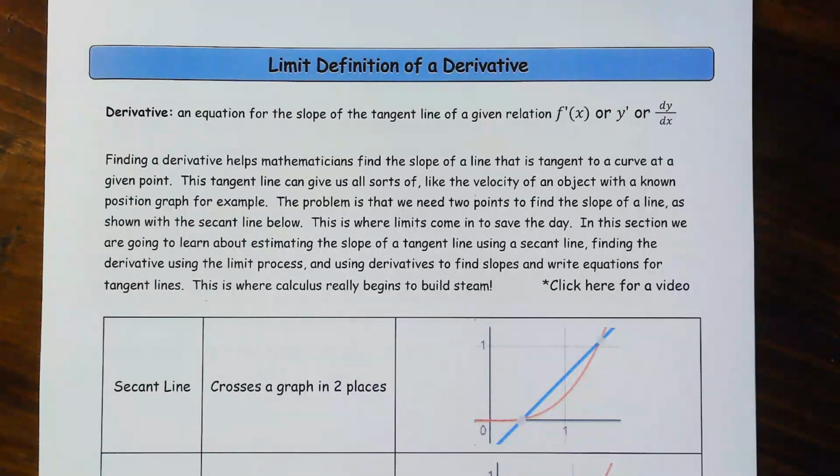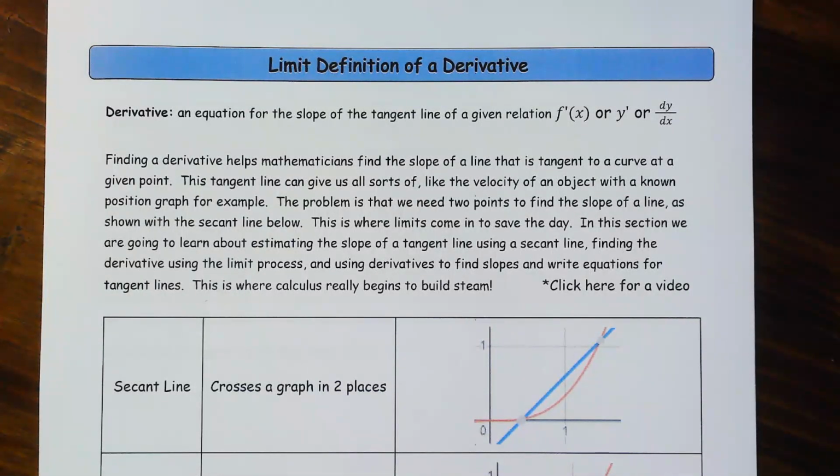We abbreviate that as f prime of x if we're given function notation, y prime, or dy dx. There's a couple different ways, but those are the main ones that you'll see. They all mean the exact same thing. So f prime of x is the derivative of f of x. Y prime is the derivative of y, and then dy dx means the derivative of y with respect to x.